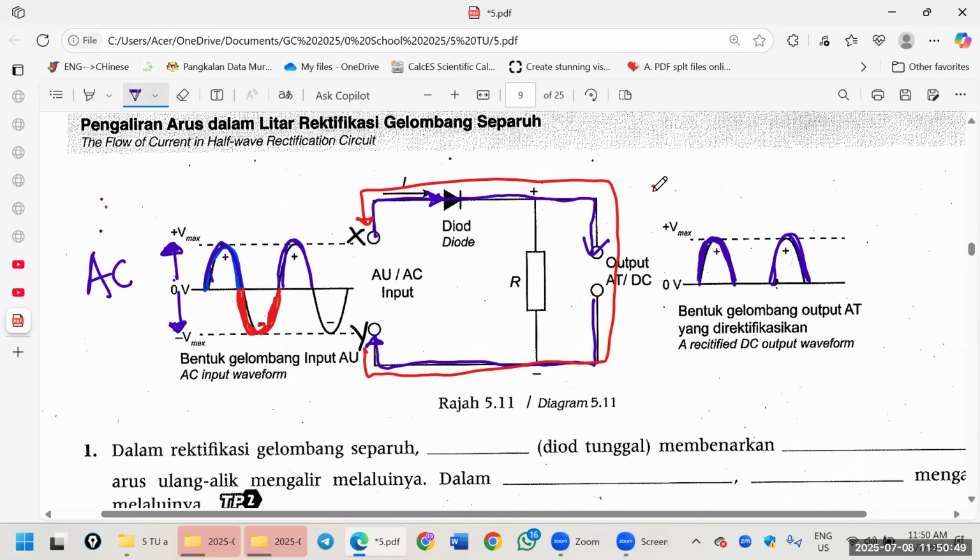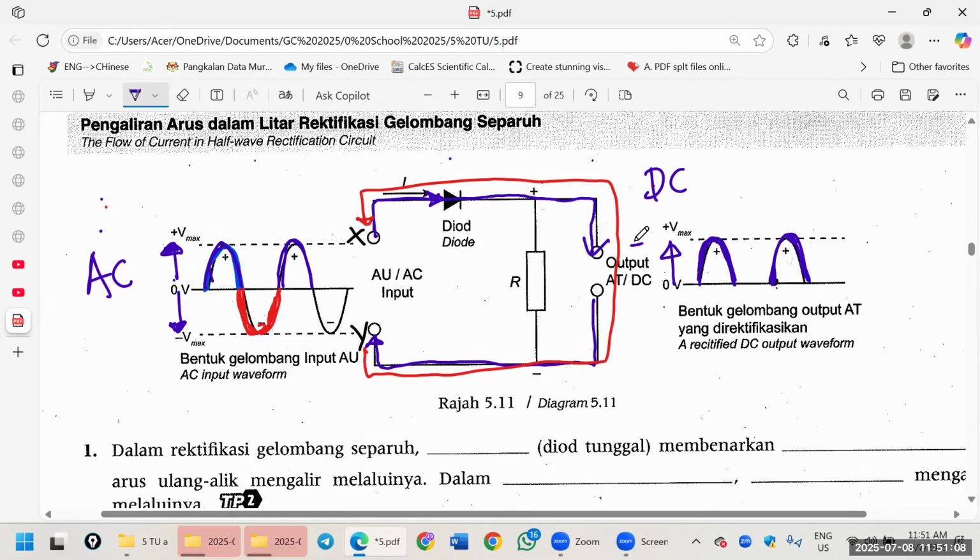Okay, so now what do you think after the output? Will it be AC or DC? DC. But still careful. Sure DC? Careful. Yeah, correct.